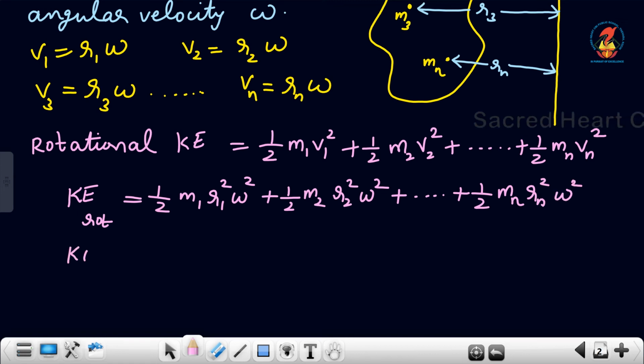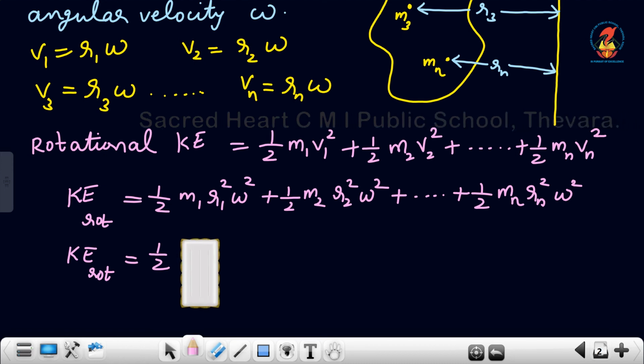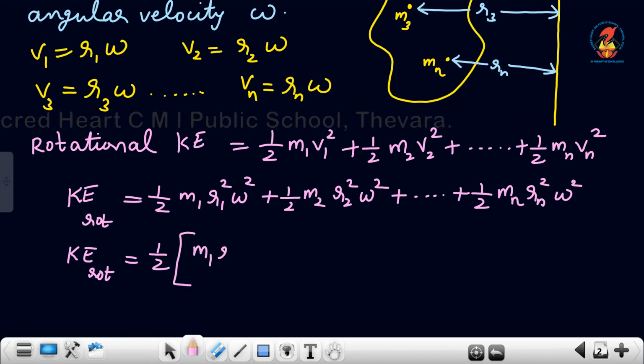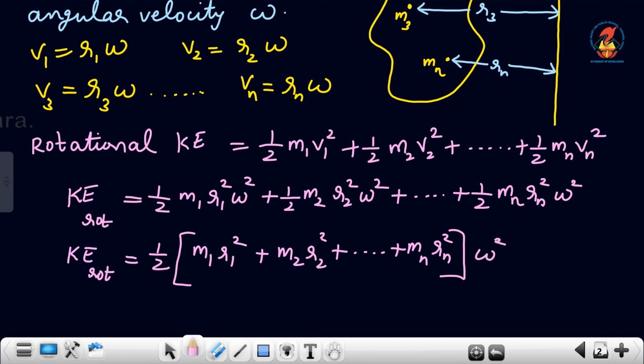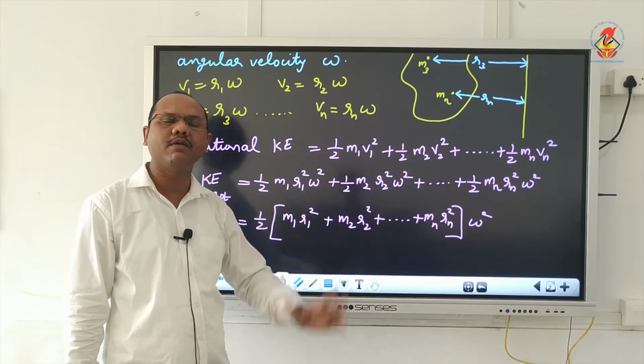So the rotational kinetic energy is half, which is common, so I'll take half outside: m1 r1 square plus m2 r2 square plus etc. mn rn square, into omega square. So what I did is, half is common, omega square is common, and the remaining thing I put in the bracket.